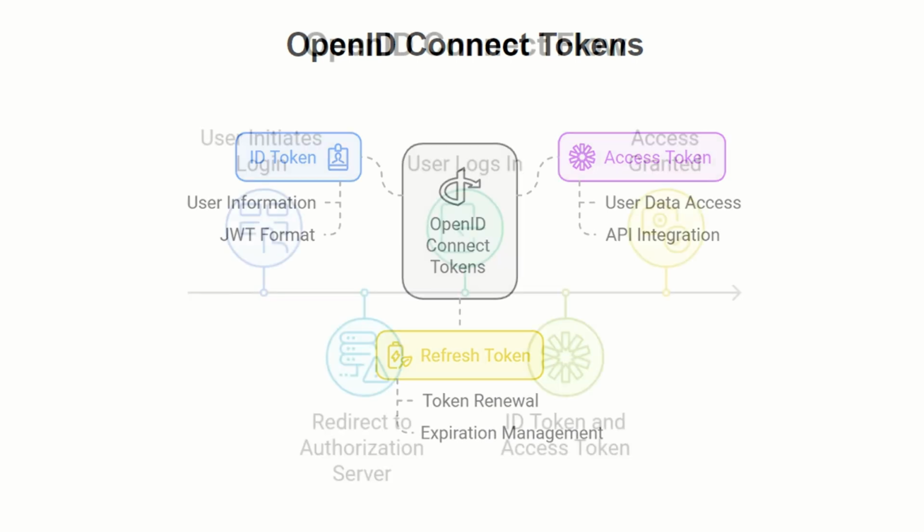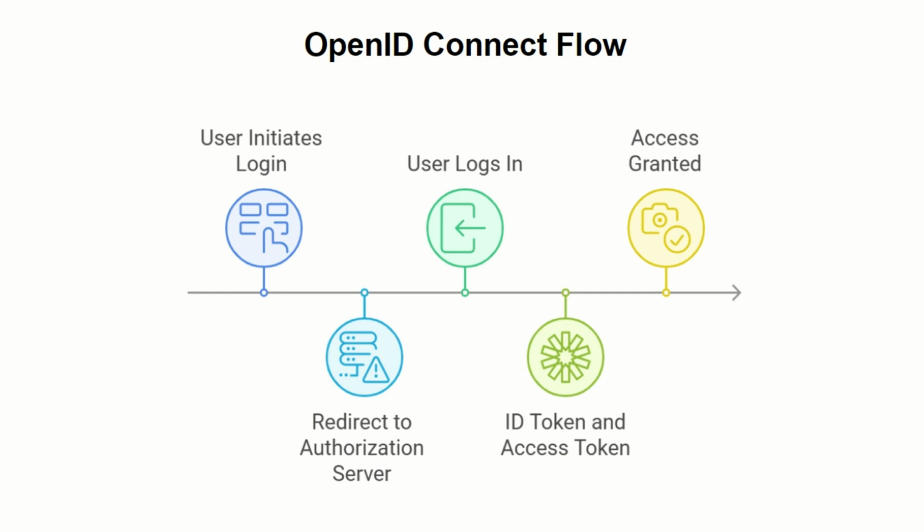So let's see the flow of OpenID Connect. First, the user wants to log into an app using an identity provider, that is, login with Google. Then the app redirects the user to the identity provider, that is Google. Then the user provides credentials like username and password on the identity provider's login page. Once authenticated, the identity provider sends an ID token and an access token back to the app. The app uses the ID token to authenticate the user, to verify who they are, and the access token to access the user's data, like profile information and so on.